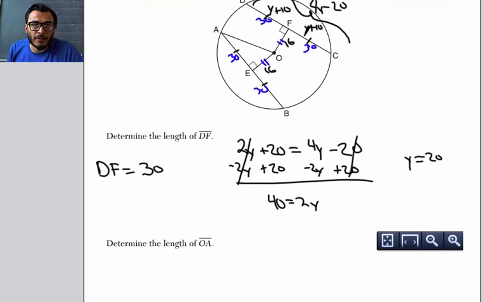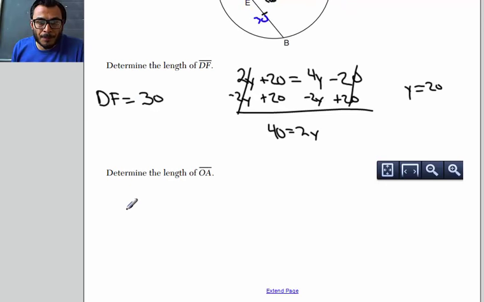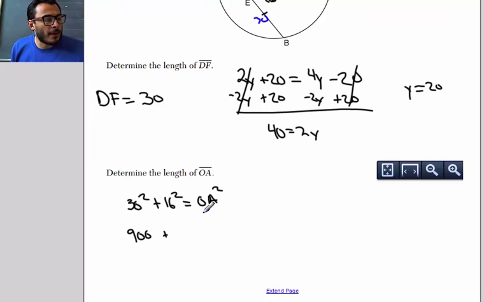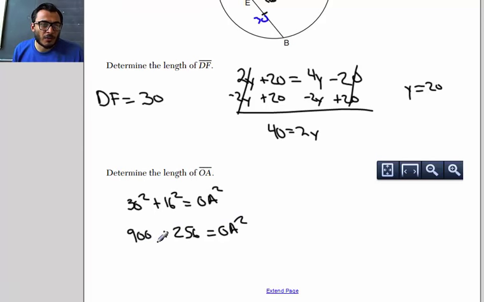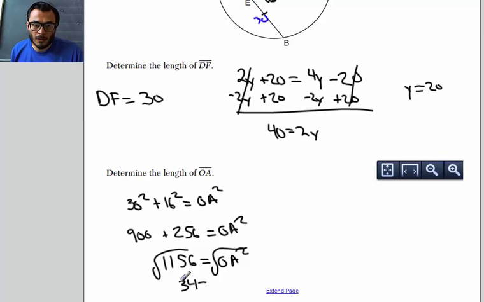All right, and then we are being asked to find OA. To find OA, we're going to have to use the Pythagorean theorem. So it's going to be 30 squared plus 16 squared equals OA squared. 30 squared is 900, and 16 squared is 256. 900 plus 256 is going to give us 1,156. So I get 1,156 equals OA squared, and I've got to square root that to get OA. The square root of 1156 is 34. So 34 equals OA. That's the answer for that.